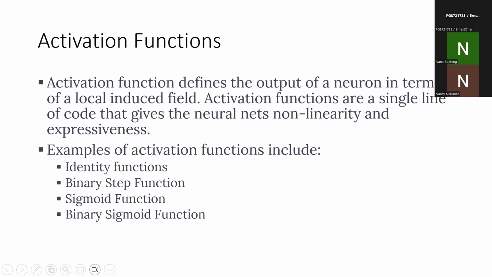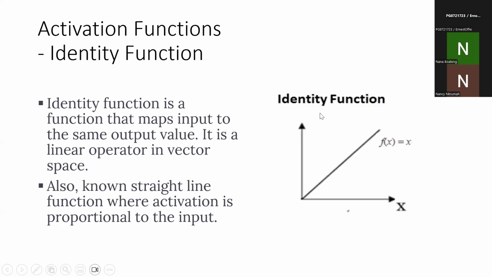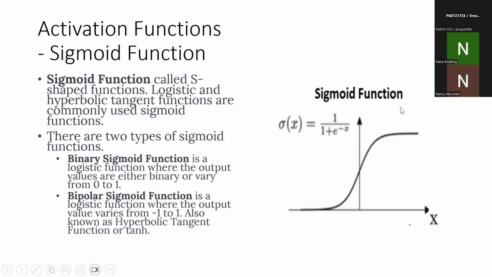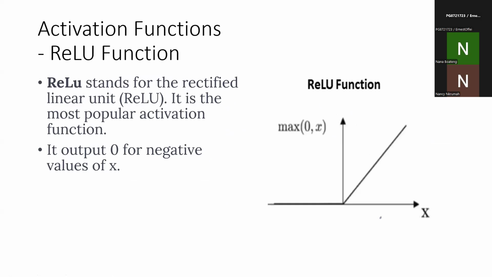So we have various functions. The identity function. Binary step function, which is used when dealing with true or false kind of situations. So it classifies it as such. And then when you have a logistic regression case, it can also help. And then we have the rectified linear unit.